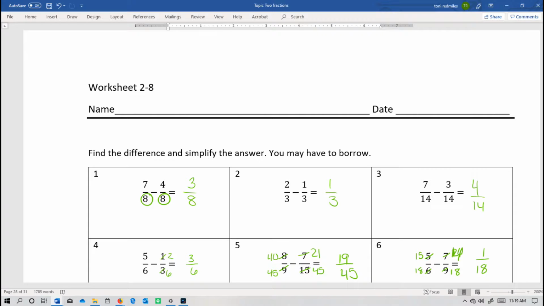All right. And we're going to do that for the second one. 3 is our place value. It just comes over. Subtract 1 from 2 and get 1. And again, for the third one, we should already know how to do this. The place value is 14. Take 3 away from 7 and get 4.